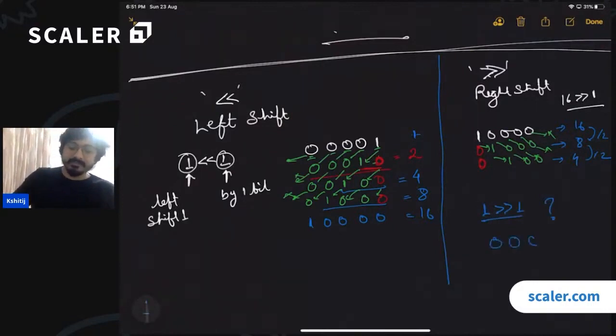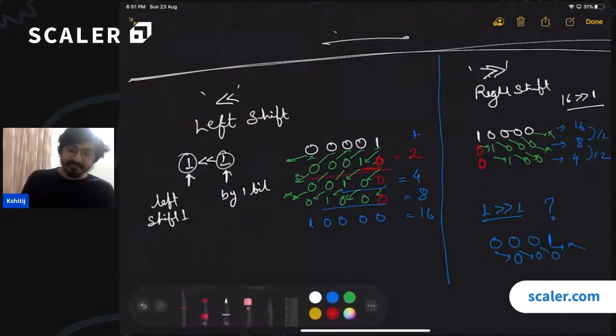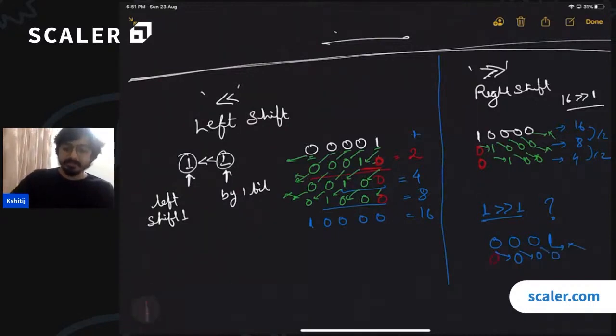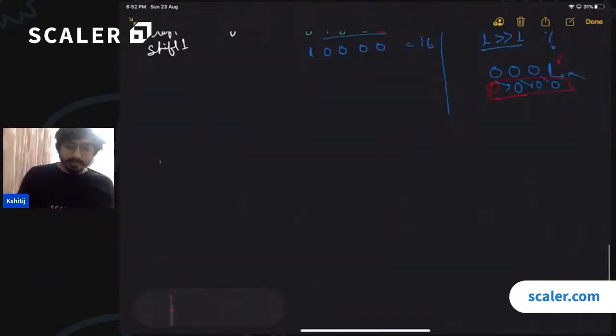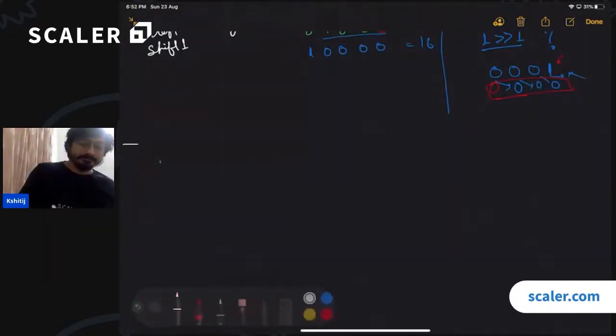If my 1 is represented like this and I'm right shifting it, this 0 comes here, this 0 comes here, this 1 is removed, right? And this 0 comes here, and in the left corner we add a 0. So the answer that we get is 0. So even if you have a set bit here, that will be removed. Cool. Now let us try to solve an easy problem.